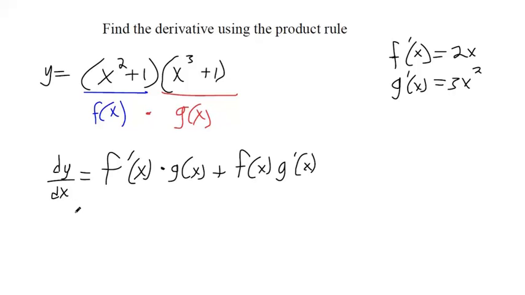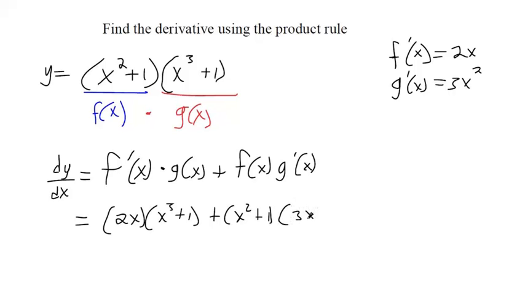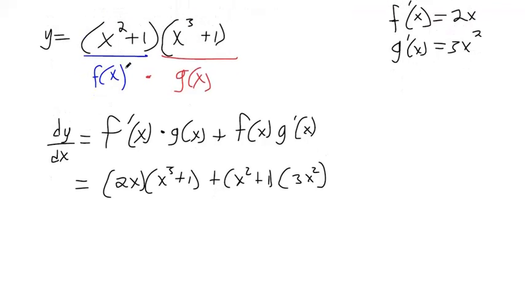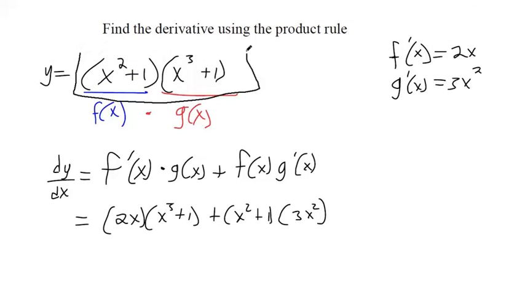And now all you have to do is plug everything in, and you've technically got the derivative. There's just probably more simplifying you could do. g of x is x to the third plus 1. And then f of x was x squared plus 1. And then the derivative of g of x was 3x squared. There's our derivative. It just can be simplified. Then you might be thinking, well, what would happen if I was to multiply this out and then take the derivative? Well, you would get the same thing.